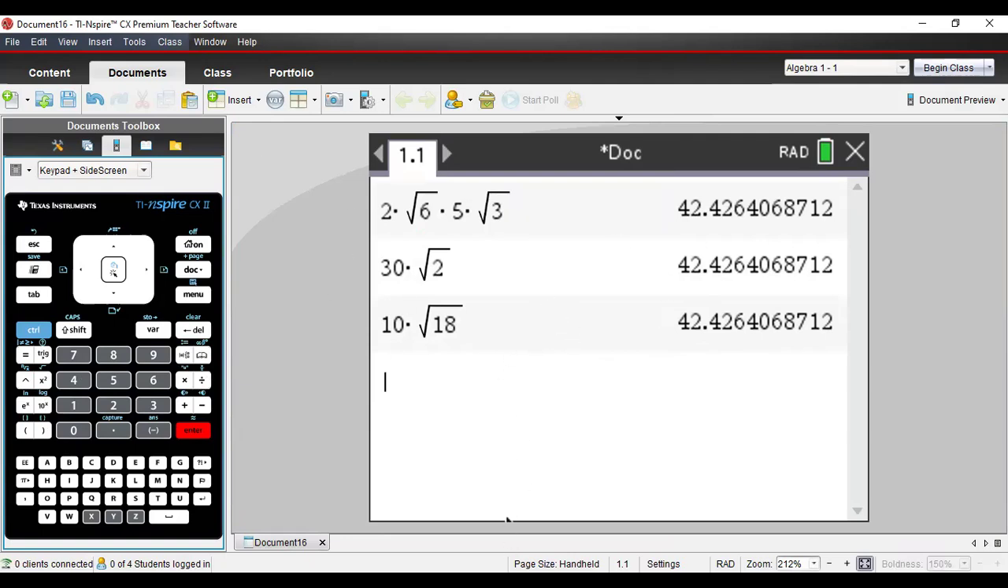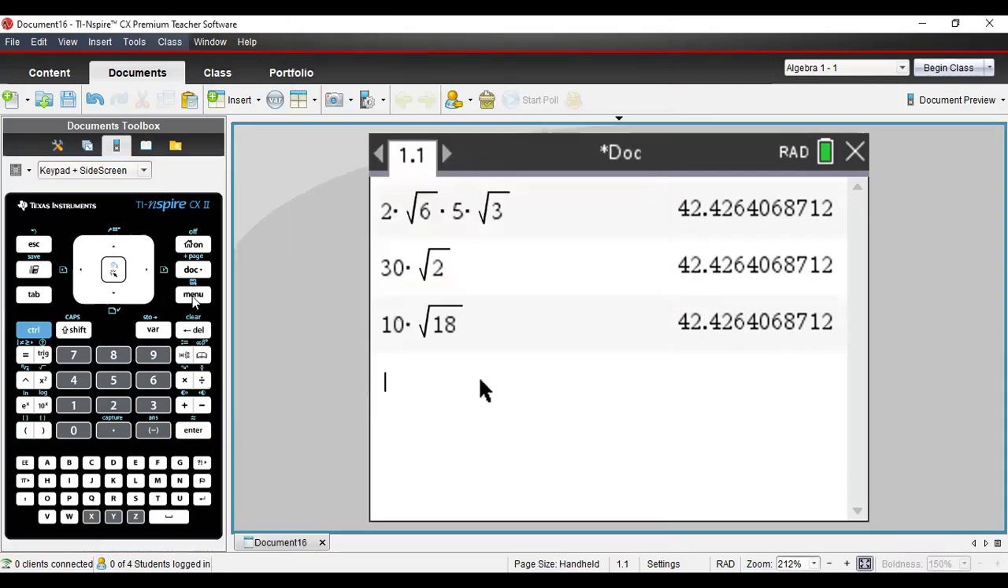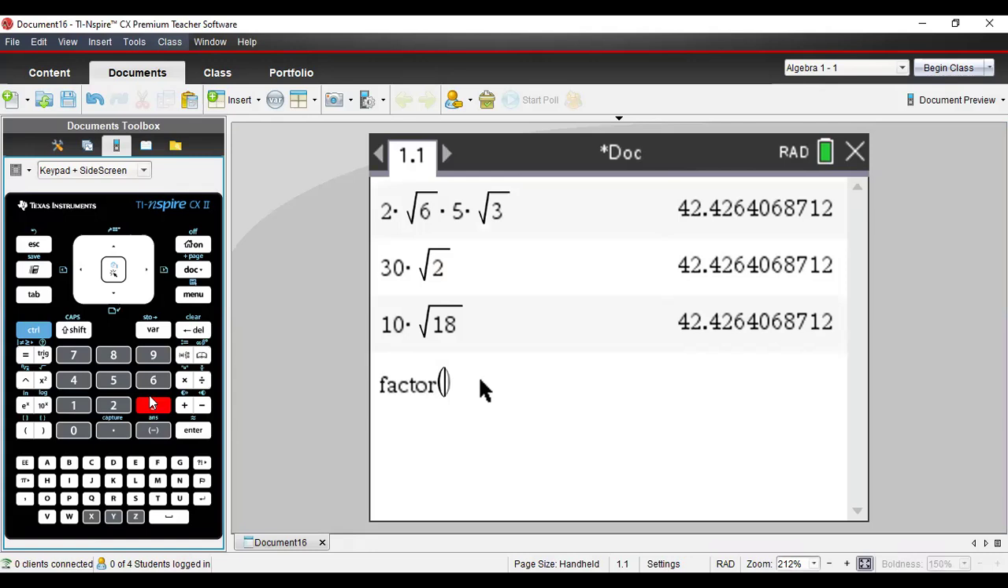Well, the key is they said simplest radical form. Now, hopefully you guys remember we can do menu 23. And if you put in 18, you'll see that it's not a perfect square. We know that, but it can be simplified because we got this.